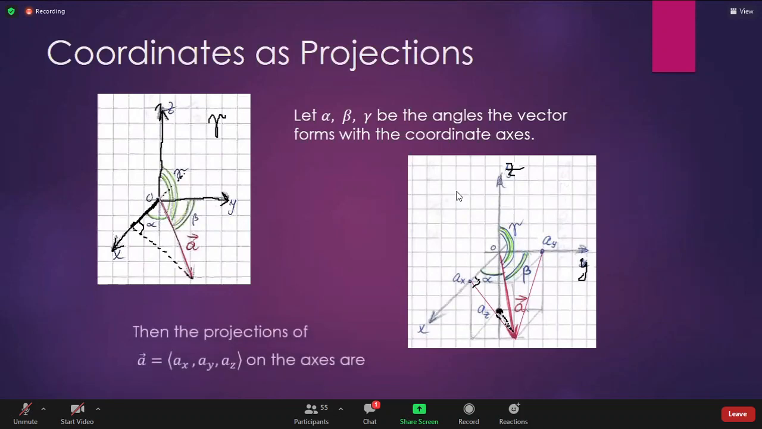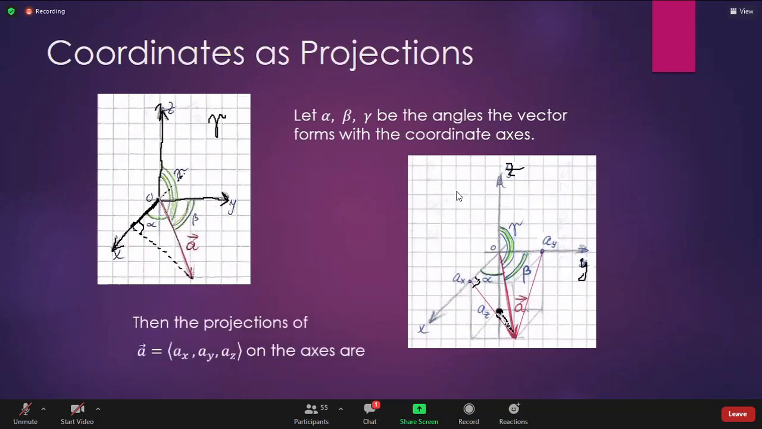And the vector projection, if you remember, was the length of the vector times the cosine of the angle between the line and the vector. So first of all, vector coordinates are actually the projections of this vector on the axis. Secondly, remembering from the first lecture what a projection of a vector is, it's the magnitude, the length of this vector, times the cosine of the corresponding angle.